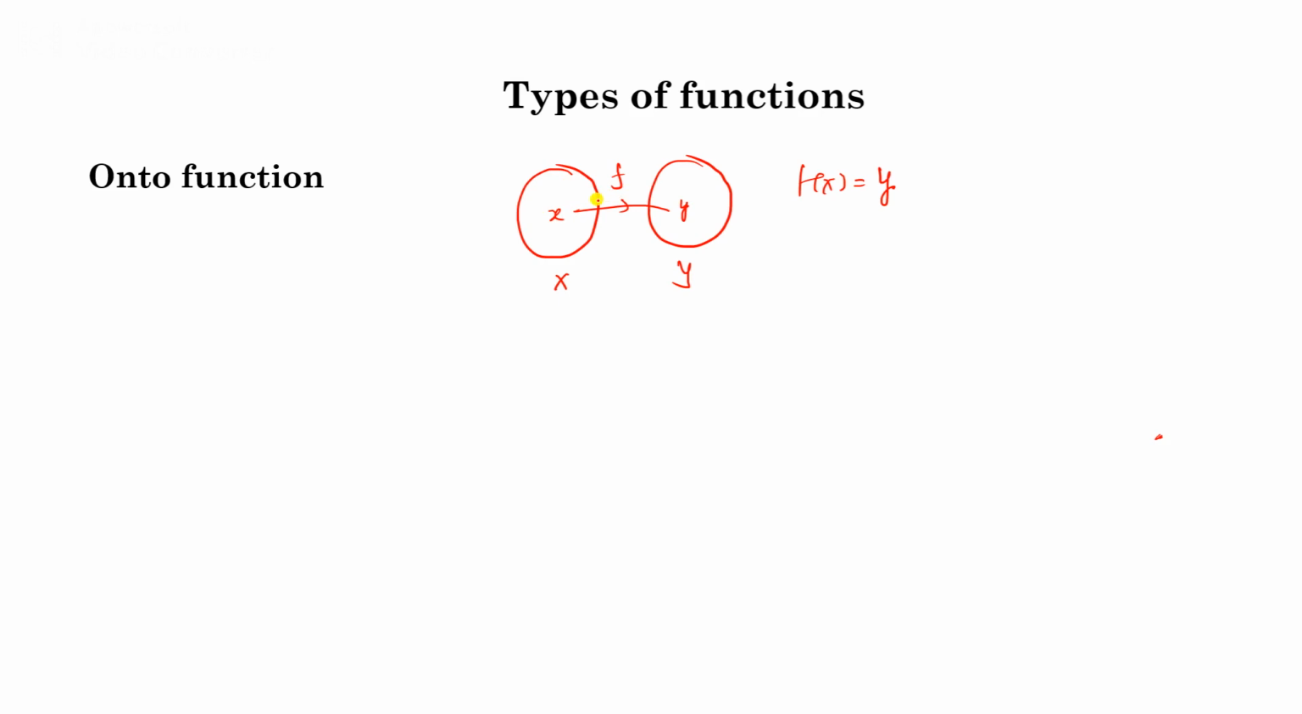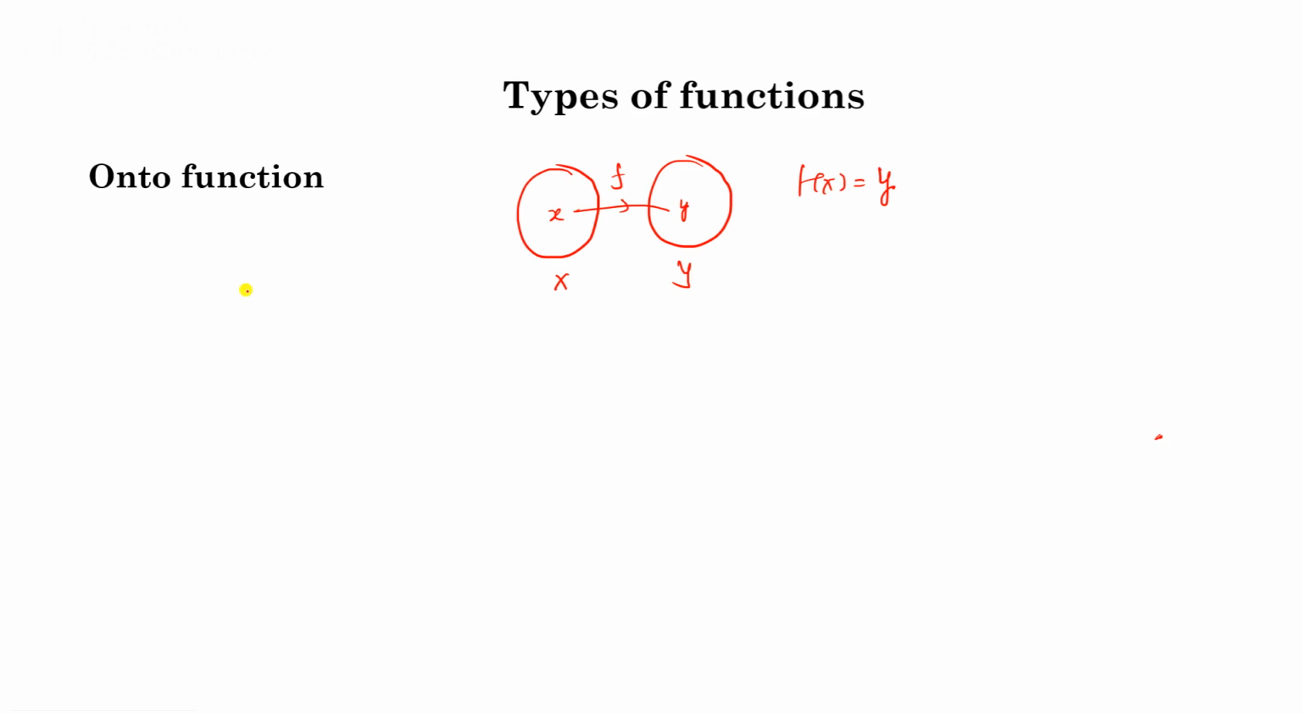It means in simple terms you can say no element is left without any image or mapping in y. So if no element is left without an image in y, then you will say the mapping is an onto mapping.